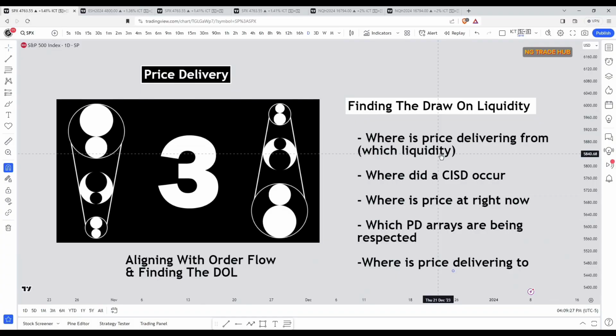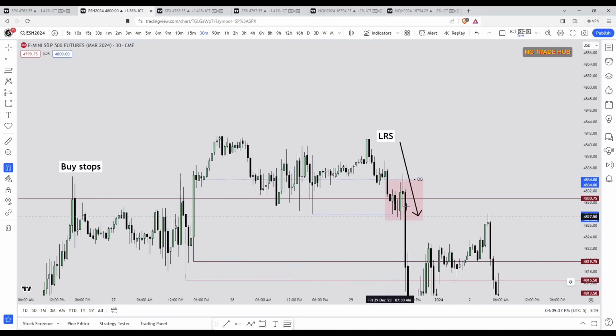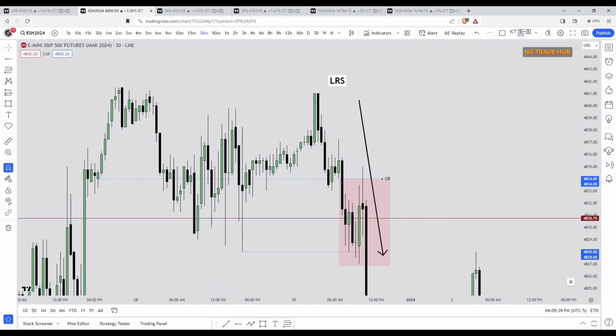Okay, so far it's delivering from the buy side liquidity. It created a bearish change in the state of delivery. Price was consolidating right above the relative equal lows. Bearish PD arrays are being respected. How are bearish PD arrays being respected? Well, notice how it's returning back to fair value gaps. It's expanding away from them.